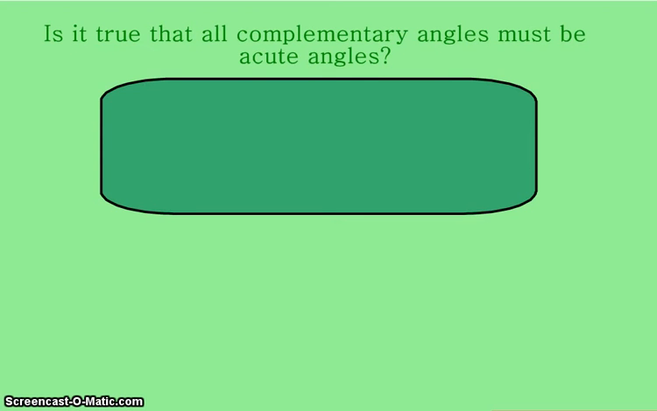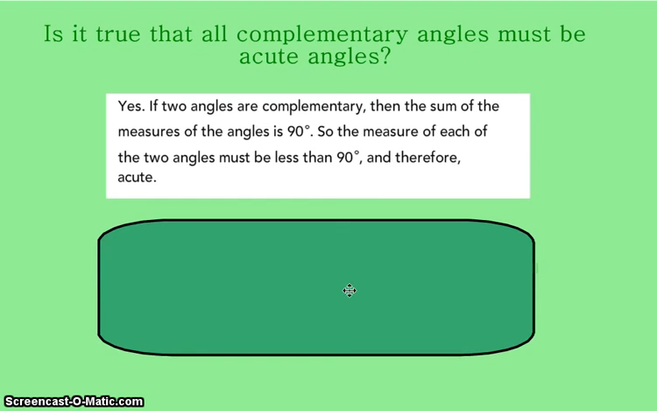Is it true that all complementary angles must be acute? Acute meaning less than 90 degrees. Yes. If 2 angles are complementary, then the sum of their measures is 90 degrees. So the measure of each of those 2 angles must be less than 90 degrees.